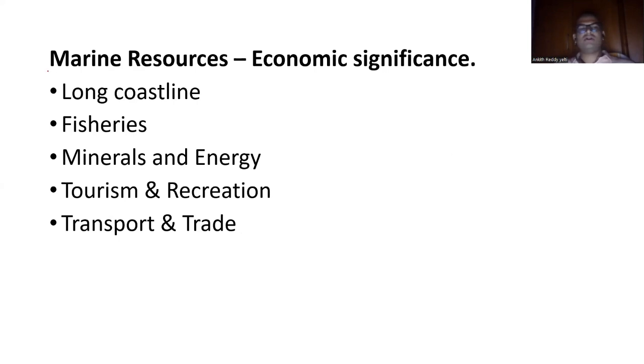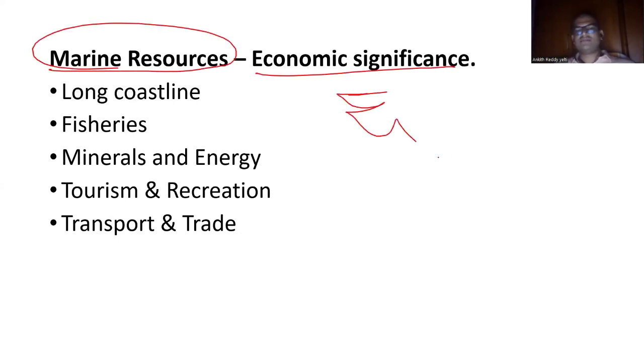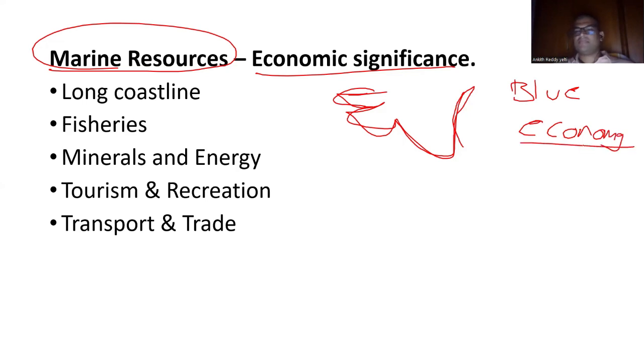Then moving on to marine resources and economic significance. You know that India has around 7,556 kilometers of coastline. So it has huge potential in developing the blue economy. Huge potential in fishing, minerals and energy, because the KG Basin, the Gulf of Kutch, Gulf of Khambhat, Mahanadi, these regions in the coastal areas are known for minerals and energy resources, especially oil and natural gas.